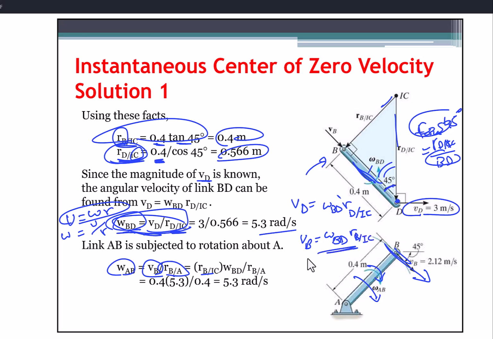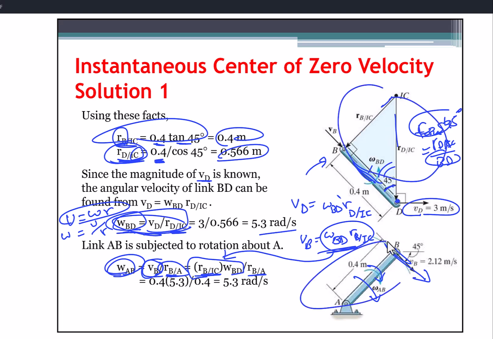So from this I can say that V_B, I take this and put it in place of this. So this will be reduced to R_B relative to IC times omega BD, which is exactly this, divided by R_B. So I mixed and matched, took information from BD and used it for this. When you substitute, you find this is 5.3 and this is 5.3. So the rotation is the same. Even when you imagine it, you see that this rotates this way and this rotates this way with the same angular velocity.